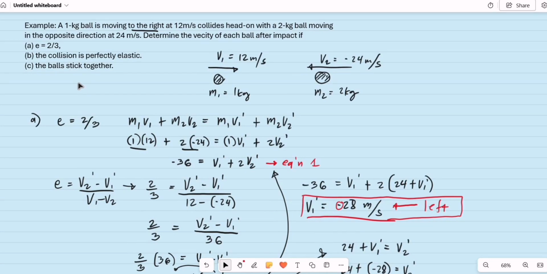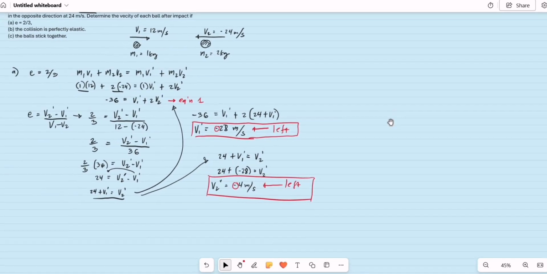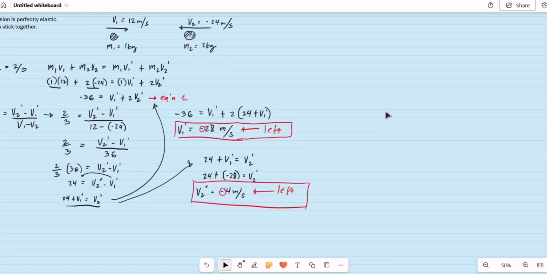For letter B, the collision is perfectly elastic. This is almost impossible in the real world, that the coefficient of restitution is equal to 1. We call this perfectly elastic.